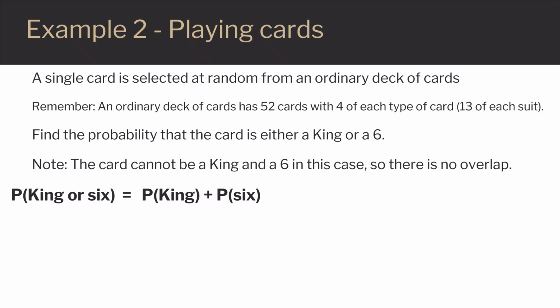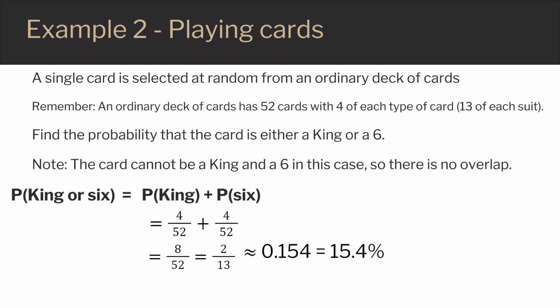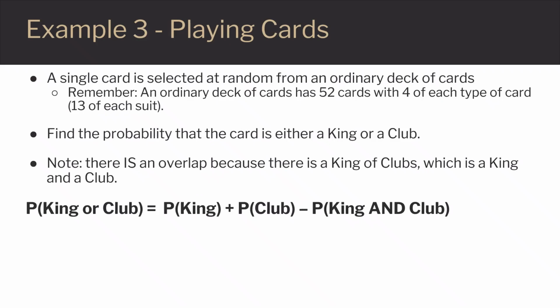The probability of a king is 4 out of 52, and the probability of a 6 is 4 out of 52. We add them together and we get 8 out of 52. The fraction can be reduced to 2/13, and it can be made into a percentage or a decimal if necessary. This says that when drawing one card from a deck, we will draw a king or a 6 about 15.4% of the time.